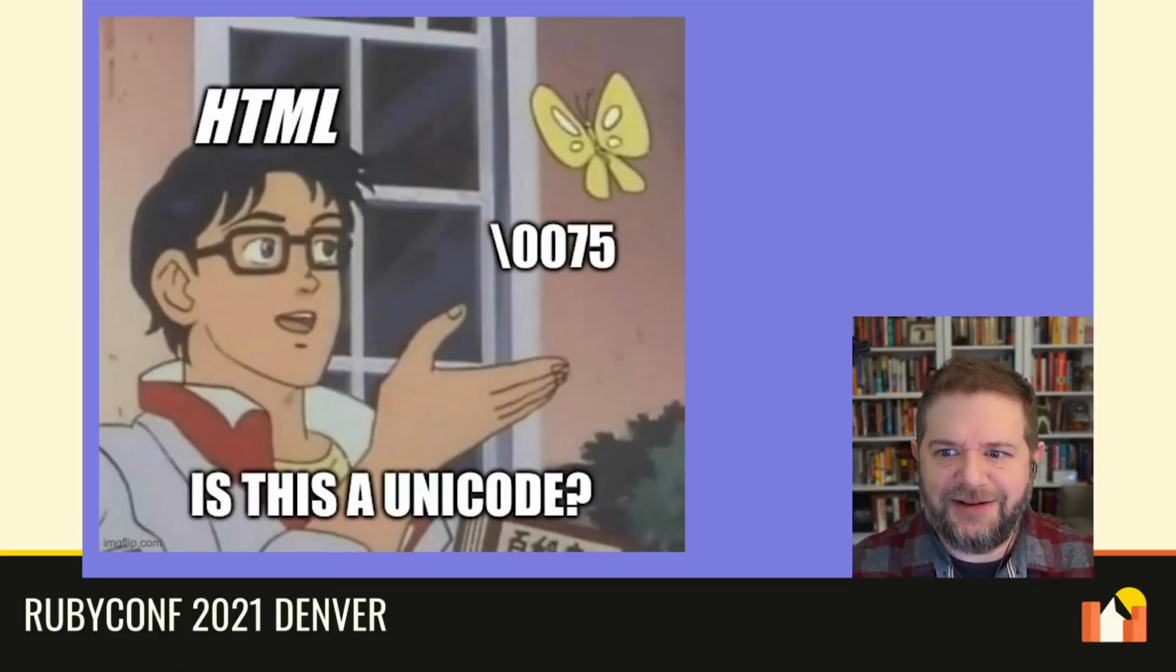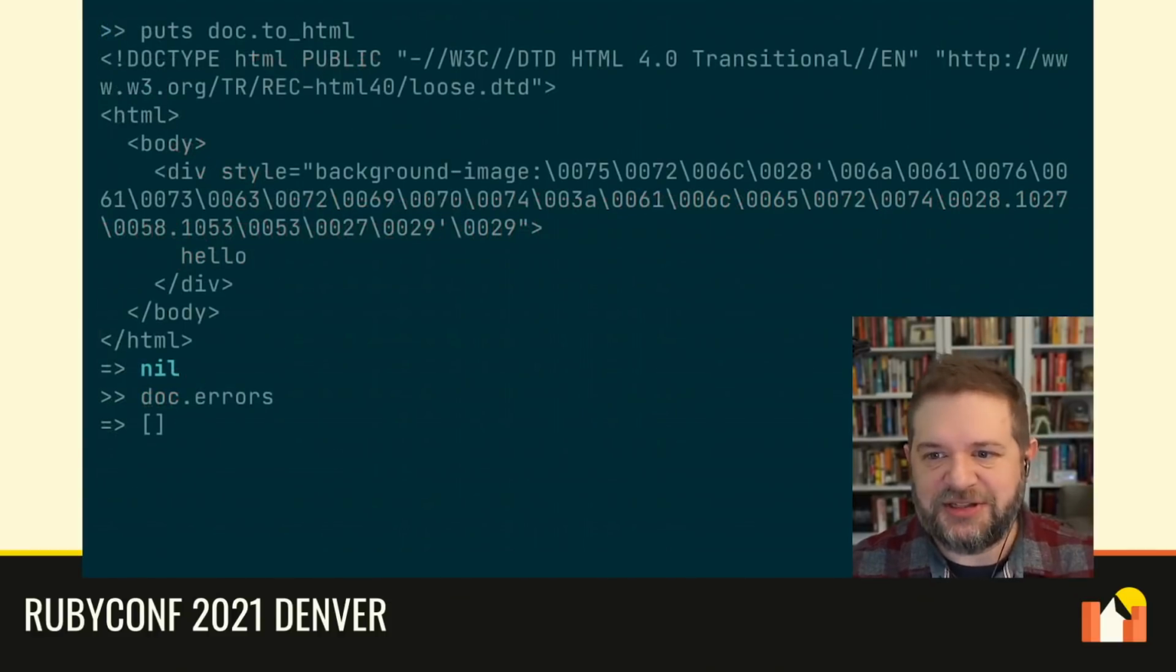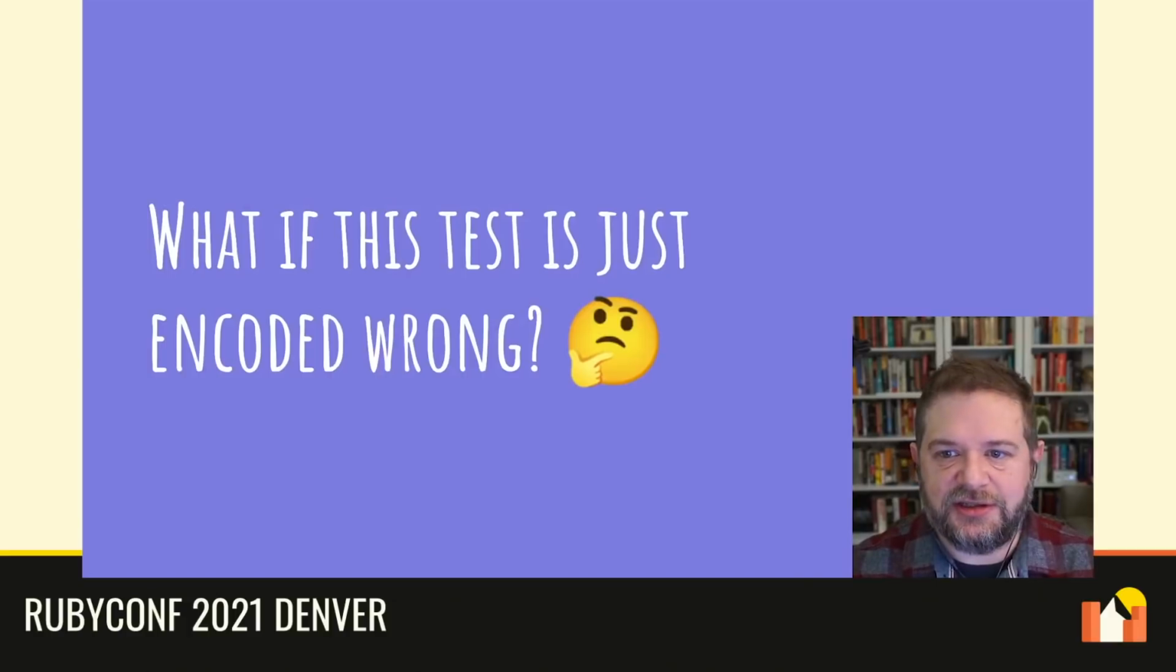Does HTML have its own Unicode syntax? Like, no. You can pipe it through libxml. It doesn't. No, HTML has different syntax for escaping hex bytes. So what if this test is just encoded wrong, right? It's supposed to be in Unicode and it's not.